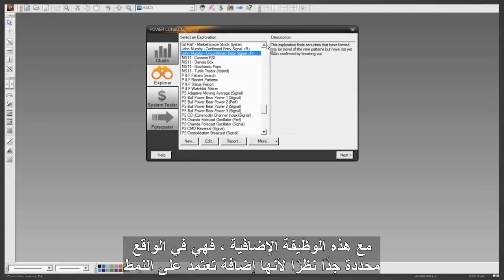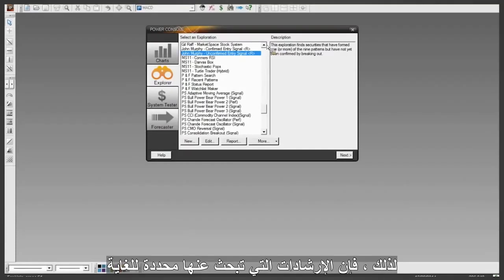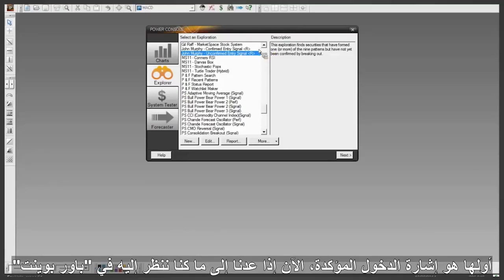Since it's a pattern-based add-on, like I was telling you a little bit earlier, guys, it is mathematically very, very hard to identify a pattern. So with this, the guidelines in which it looks for is very, very specific. So we have two explorations with the chart pattern recognition add-on. The first of which is a confirmed entry signal.